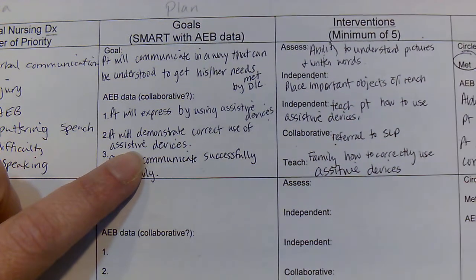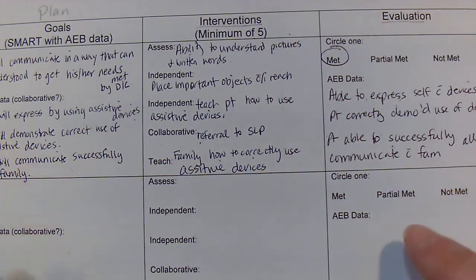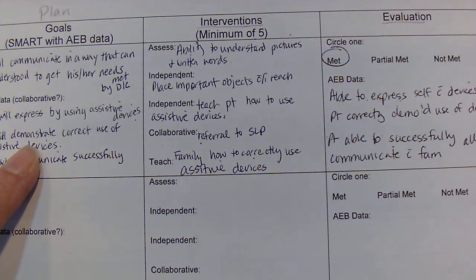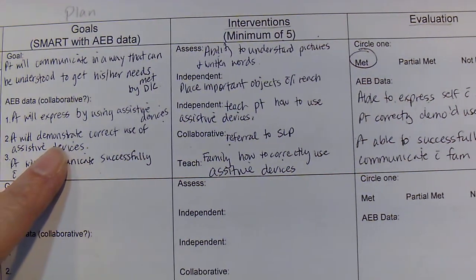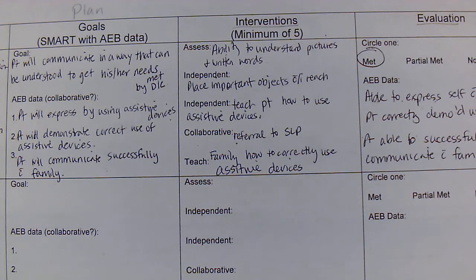Okay, so we have our goals. And remember, our interventions all have to get us to what these goals are. So let me keep both of those in the frame. We're going to assess the ability of the patient to understand pictures and written words. Oftentimes, aphasia is only expressive. They can understand, but they cannot express themselves. But we just want to make sure that they can understand the pictures and words.